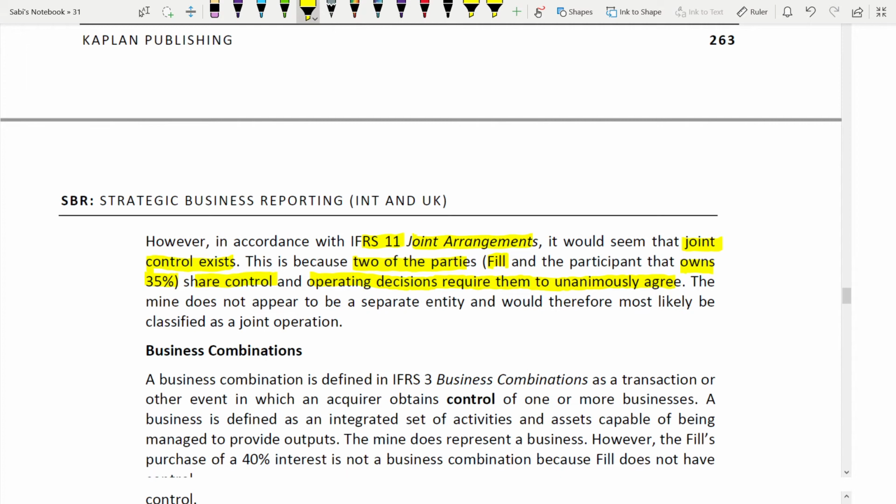After it is decided that there's joint control, the next thing you always have to see is whether it's a joint operation or a joint venture. If it's a joint operation, there's no separate entity. If it's a joint venture, there's a separate entity. Learn it like this. So the mine does not appear to be a separate entity and would therefore most likely be classified as a joint operation. If it were a separate entity, use joint venture and deal with it under IAS 28, equity method.